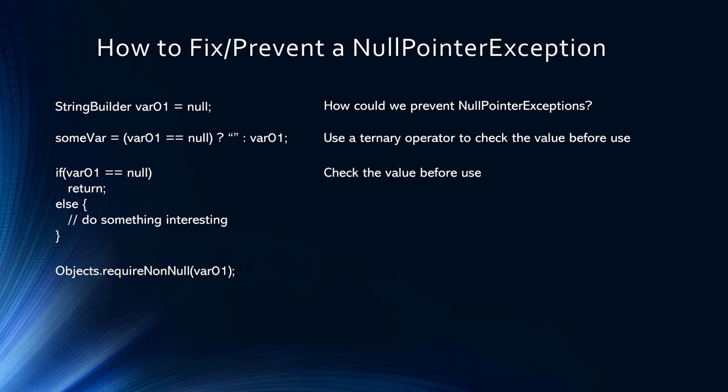Next, you can use one of the null check methods from the Objects class that was introduced in Java 7 and updated in Java 8. Here we see that the requireNonNull method simply checks to see if the value is null before use. If it is null, an exception is thrown.